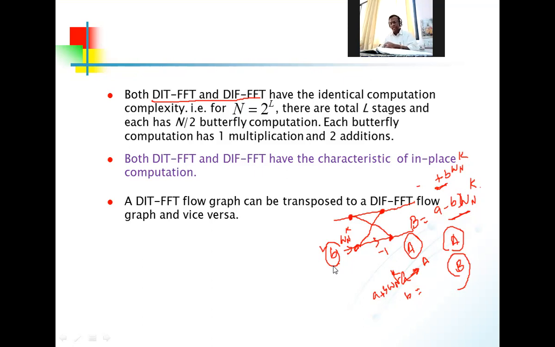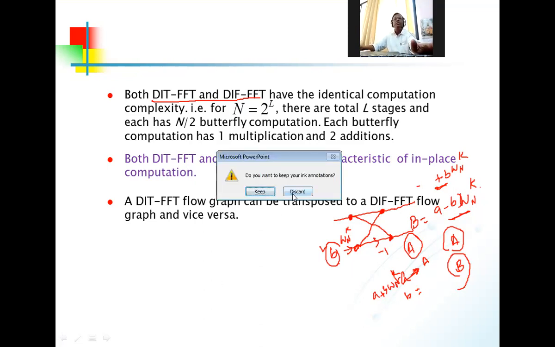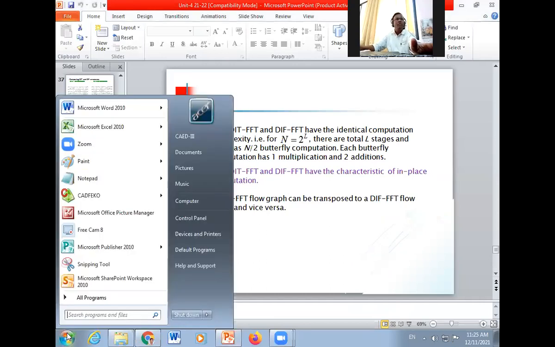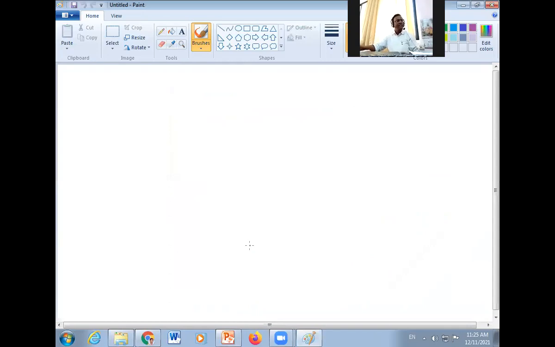So let us perform one example. Find the 4-point DFT of the sequence. Let us note down the question. Let me write the question here so that you can understand.